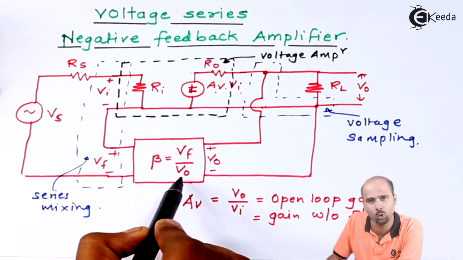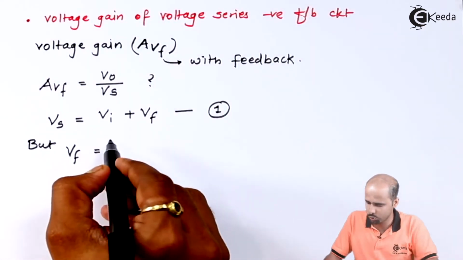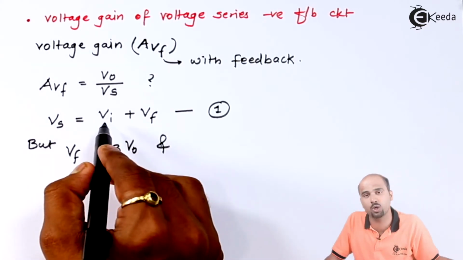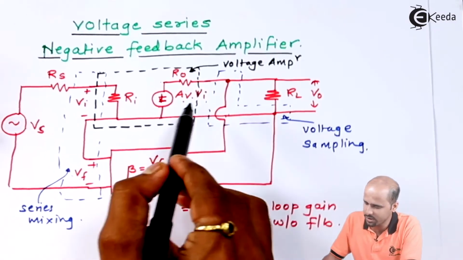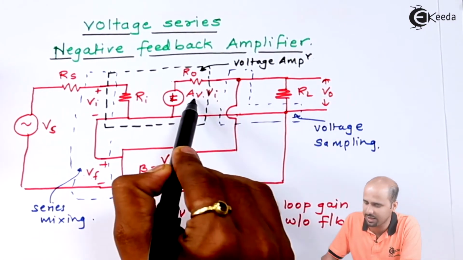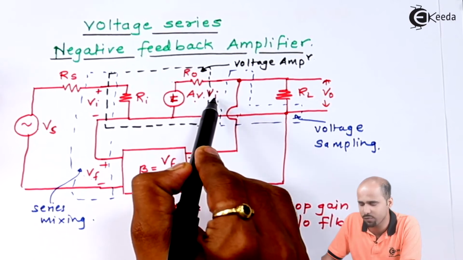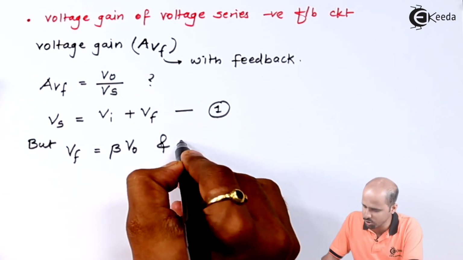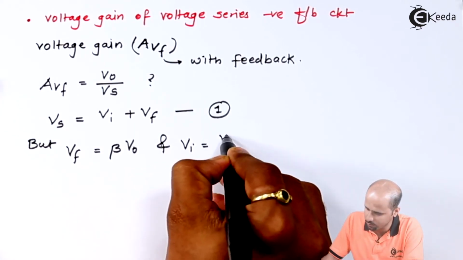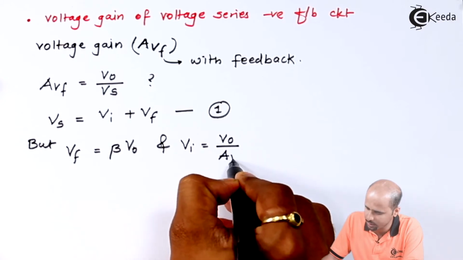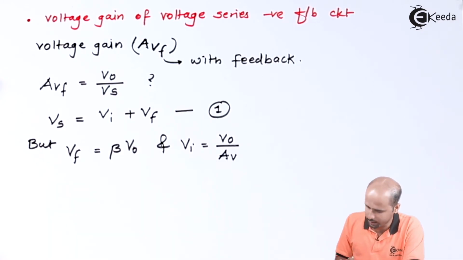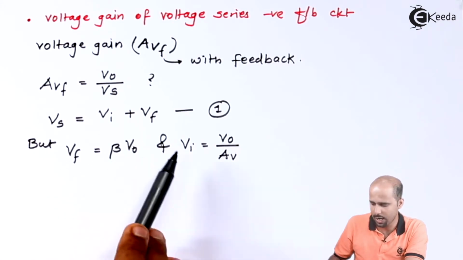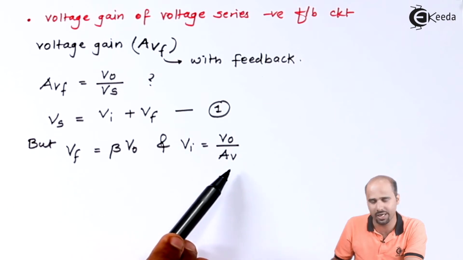Vf is nothing but beta into Vo. So Vf is equal to beta into Vo. And what is the value of Vi? I know that Vo is nothing but Av into Vi, so Vi is nothing but Vo divided by Av. So we have got the two formulas: Vf is equal to beta into Vo and Vi is equal to Vo divided by Av.